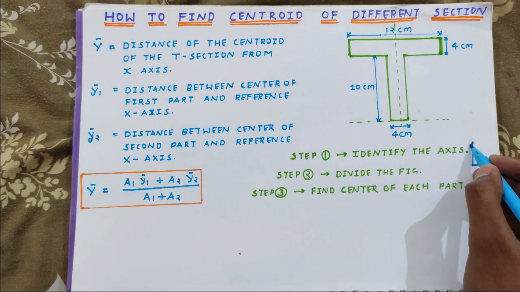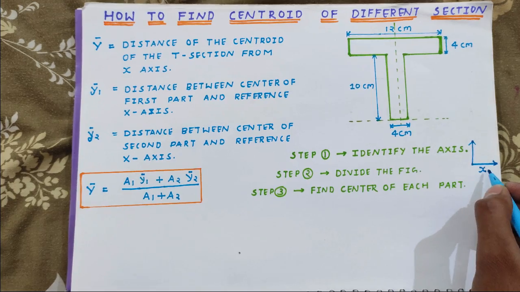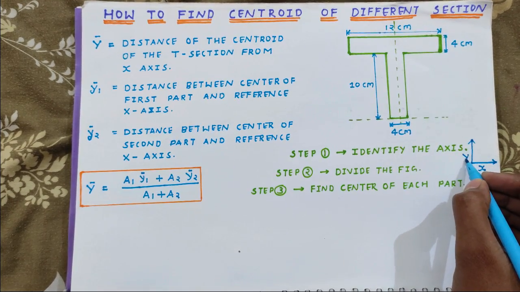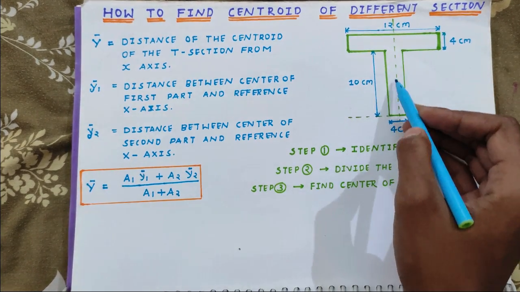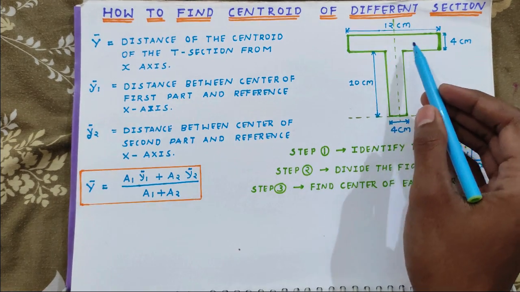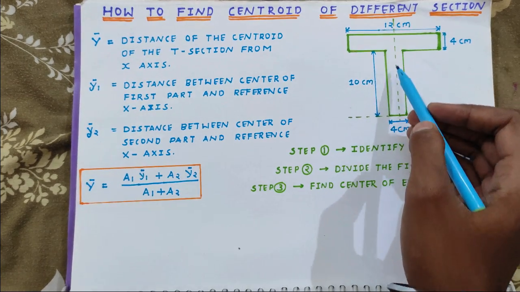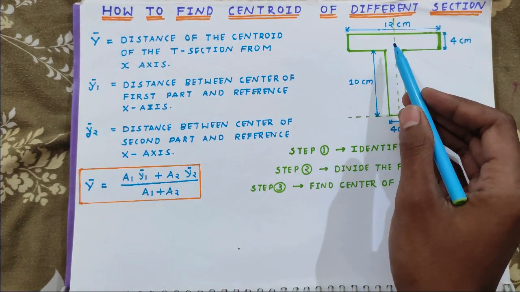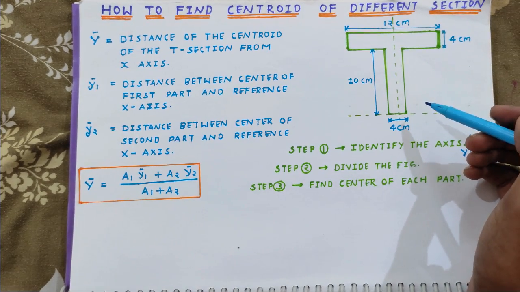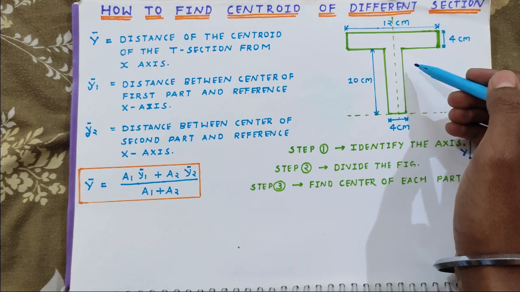We know this is called our x-axis and this is called our y-axis. If you put your y-axis here, you will find this figure is symmetrical about the y-axis. Symmetrical means if you cut the figure from this portion, both portions will be equal. So we have to calculate the centroid only from this x-axis.